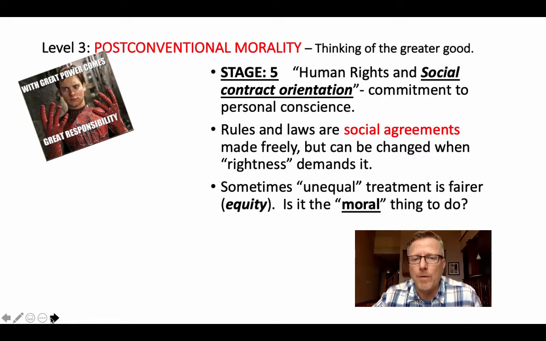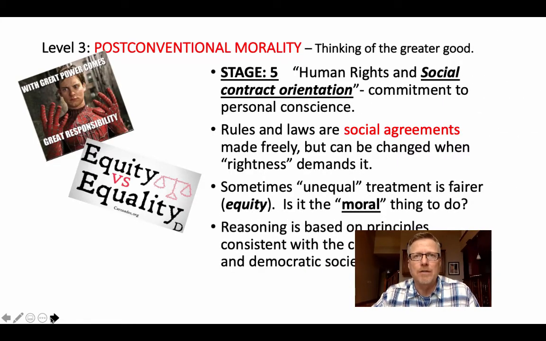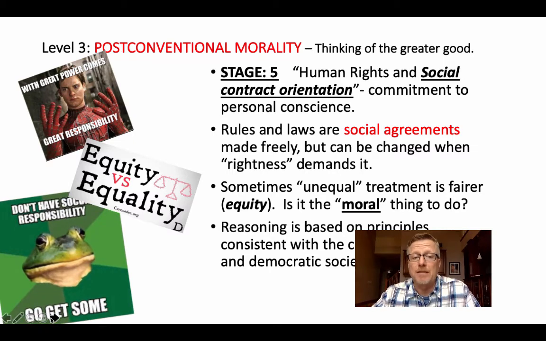So think about equity here. We talked about that earlier. Equity versus equality, and equality isn't always the fairest thing to do. That's difficult for some people to understand because they're a stage 3 thinker or lower. A stage 5 thinker reasons on the basis of the common good. What would we want the people of a democratic society to do in this situation? What would be the right thing to do? This is social responsibility.